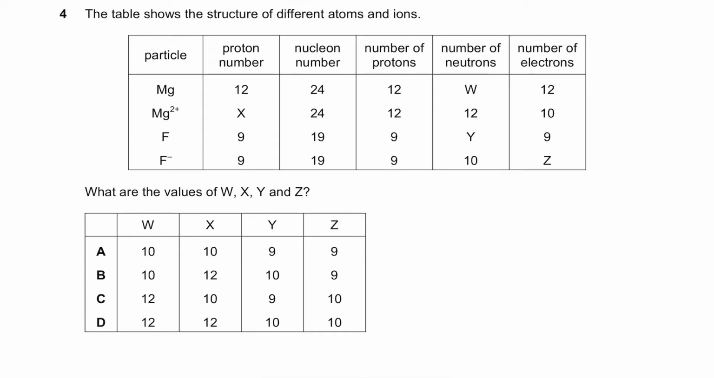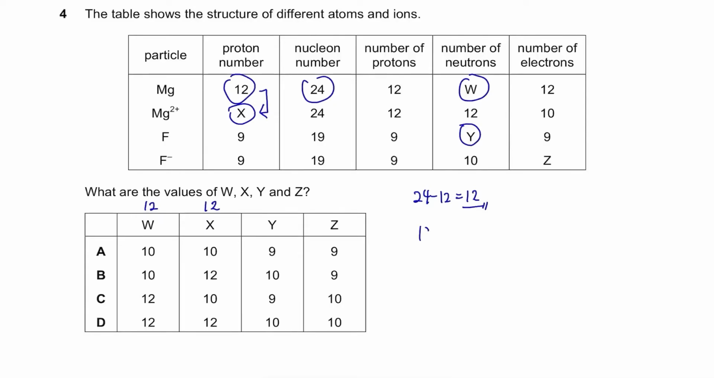Question 4. The table shows the structure of different atoms and ions. What are the values of W, X, Y, and Z? W is the number of neutrons of the magnesium atom. To find it, subtract the proton number from the nucleon number, and you get 12. X is the proton number of Mg2+. The number of protons does not change whether it's an atom or an ion, so it's still 12, just like Mg above. Y is the number of neutrons for F.